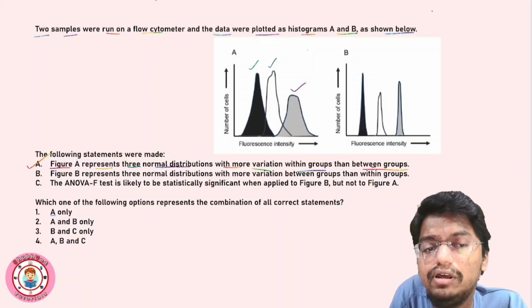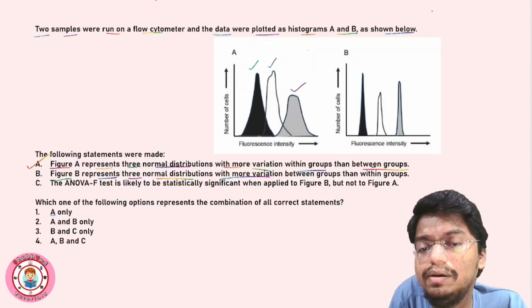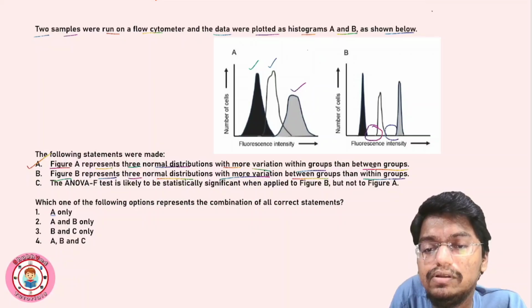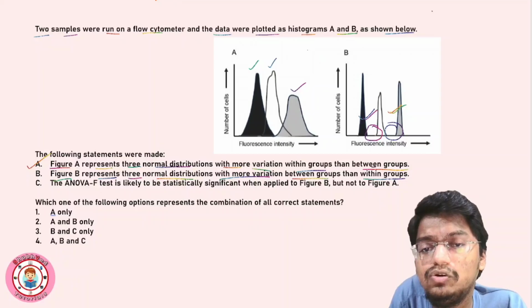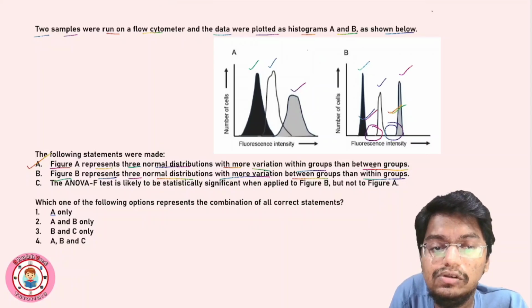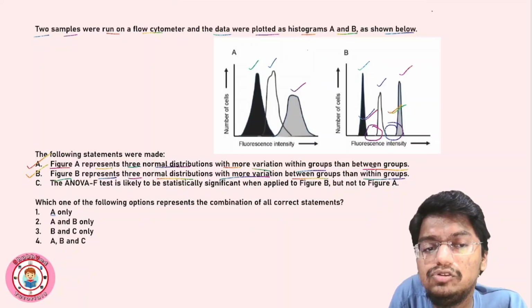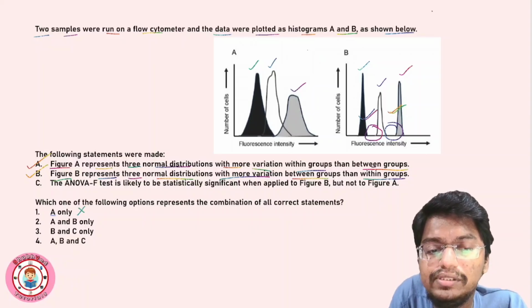Now about figure B. Figure B represents three normal distributions with more variation between groups than within groups. You can see here there is a big gap between groups. So yes, variation between groups is greater than within groups. Within groups you can see individual peaks are narrow. So this option is also correct. Okay, so A and B we want, option 1 and option 3 will be eliminated.